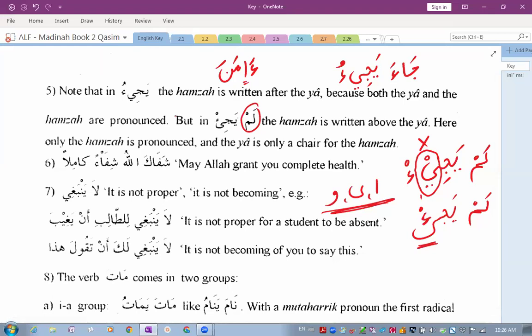Let's move on to point number 6. Shafaqallahu shafa'an kamilan. May Allah grant you complete health. So this is a dua. We should remember it. Shafaqallahu shafa'an kamilan. What is the analysis of this shafa'an, if somebody remembers?